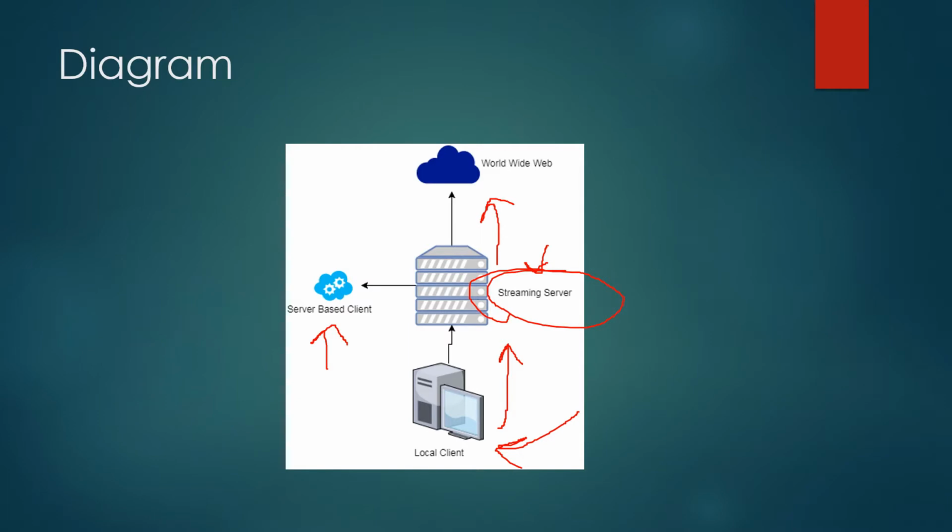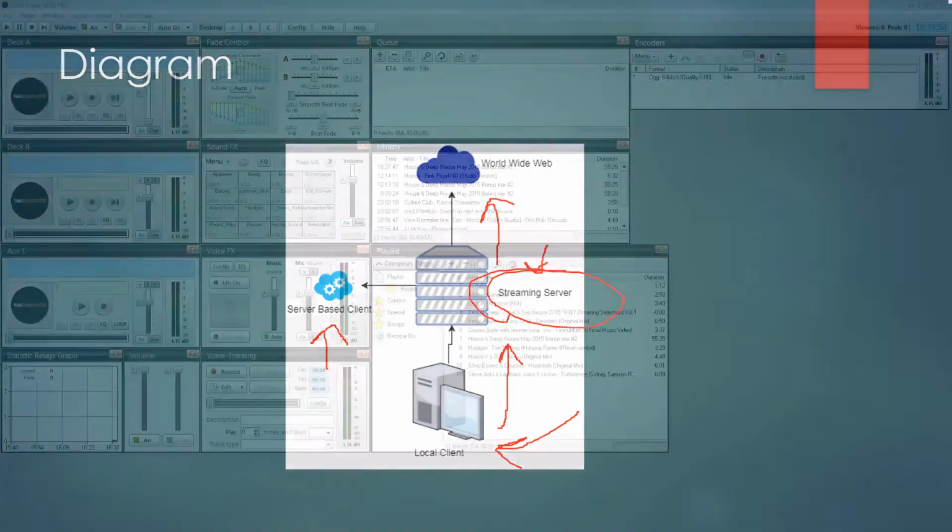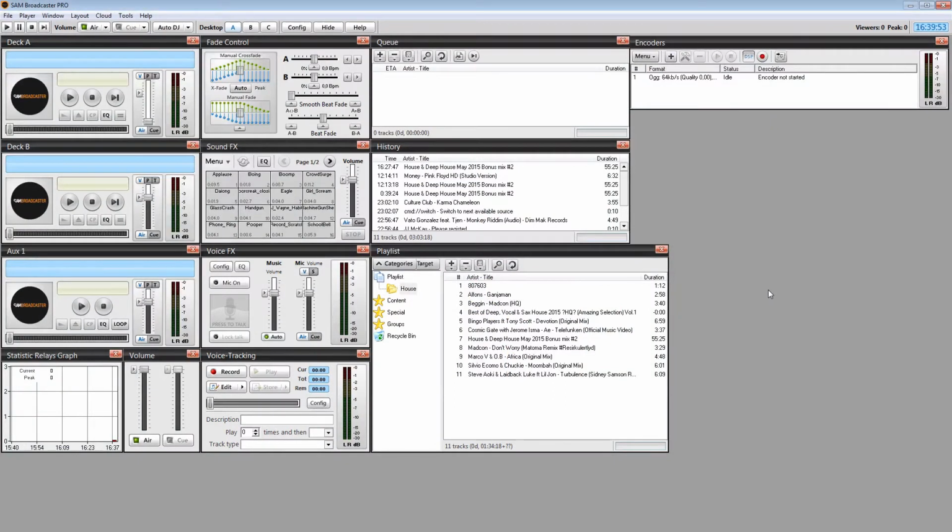Now when you have a local client you have a program, for example Sam Broadcaster. I will show you how Sam Broadcaster looks. This is Sam Broadcaster. With this, you can basically select your music file, you make a queue, you can control anything, you can use sound effects, etc. That was really loud, damn. And then with the encoder, you can send it to your server. So the server gets the inputs and outputs it to the web radio again.